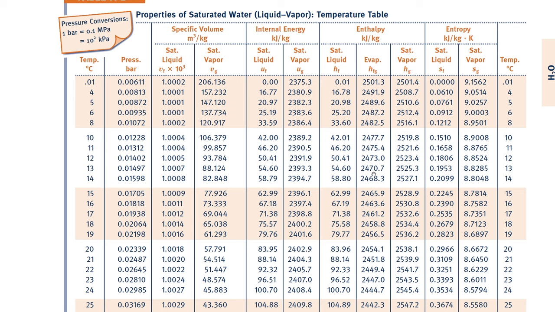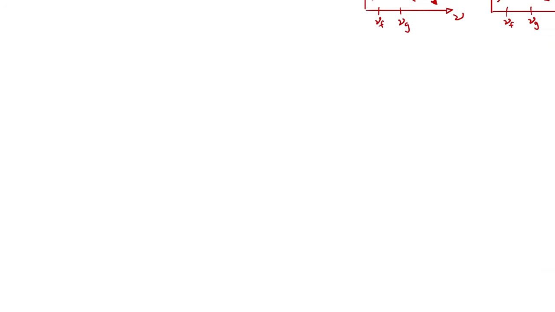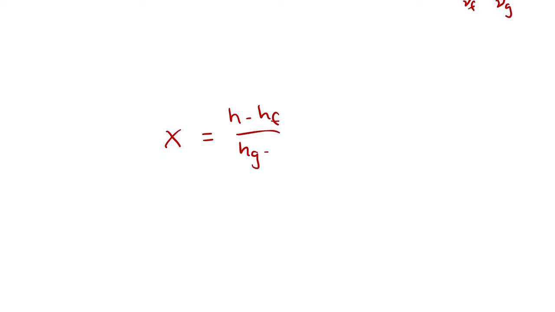Speaking of which, we are going to assume that the relationship between VF and VG under the dome is going to be the same as the relationship between HF and HG under the dome, i.e., if we have a specific enthalpy that is halfway between HF and HG, then we will assume that our specific volume is also halfway between VF and VG. And the proportion of the way we are between HF and HG and VF and VG has a special name. It is called quality. Quality represents how far across the dome you are, and it represents, say, H minus HF divided by HG minus HF, i.e. how far between HF and HG you are.